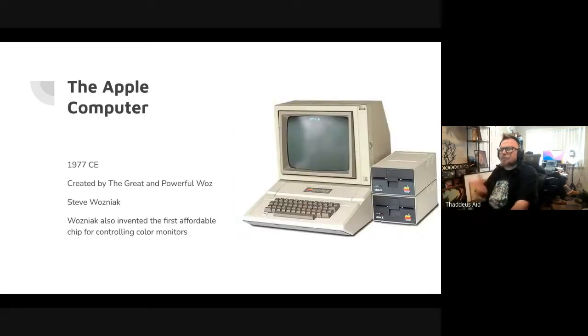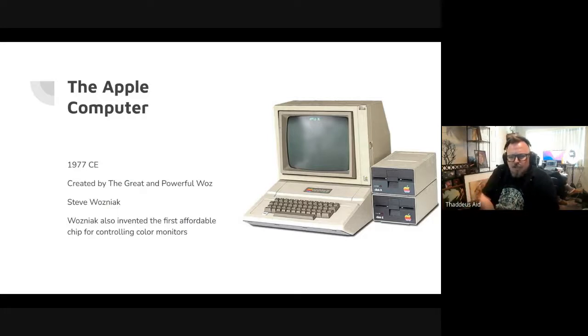Took up a lot of electricity, and was entirely unacceptable for a lot of what we would now consider computational uses. So now we pop into the Apple personal computer, right? This is the big attempt to get computation into the house. Being able to get computation onto the desk, created by the great and powerful Steve Wozniak. Wozniak, I would like to just give a quick shout out to, because he's the guy that came up with the first affordable chip for controlling color monitors.